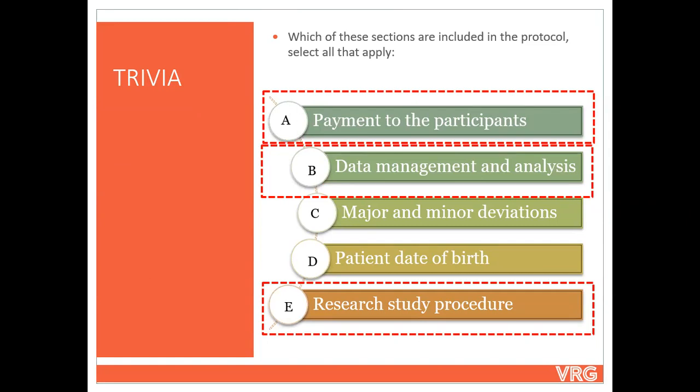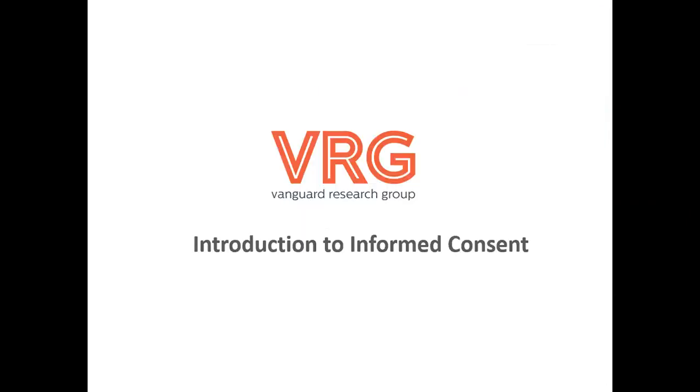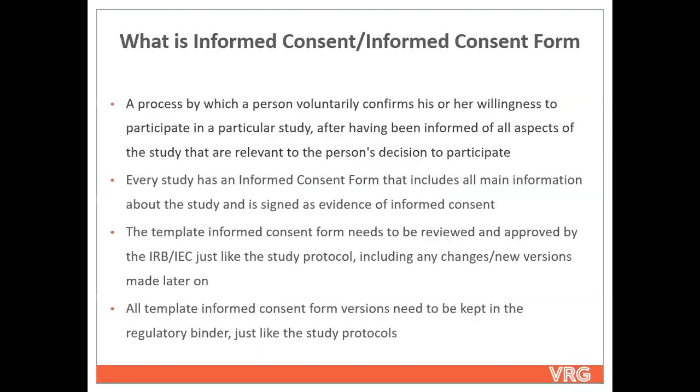Okay, with that, we'll move on to the next section, which is informed consent. So what is informed consent? Informed consent is the process by which a person voluntarily confirms his or her willingness to participate in a particular study after having been informed of all aspects of the study that are relevant to the person's decision to participate.